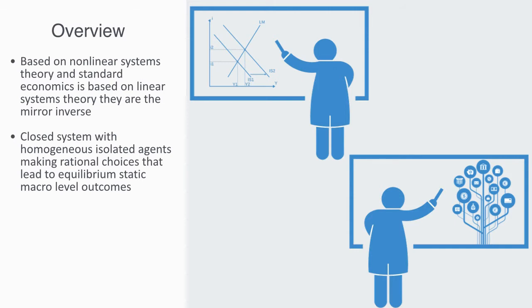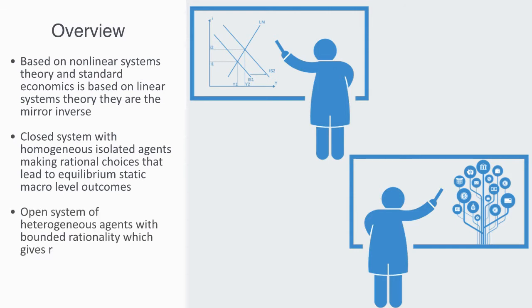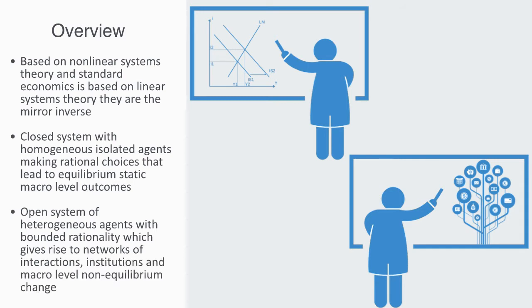It is a model of the economy as an open system composed of heterogeneous agents with bounded rationality, making choices within a particular context, which gives rise to networks of interaction, what we call institutions, and a macro-level non-equilibrium to the economy that is constantly changing, driven by internal dynamics. So that's a lot of very dense information, but it's the bigger picture of what we'll be exploring in this module, and we'll go over each part in detail.